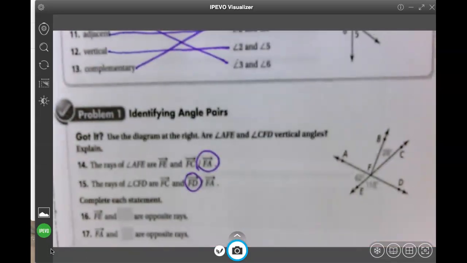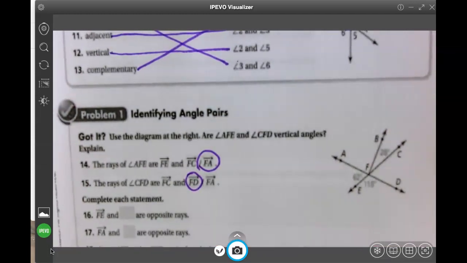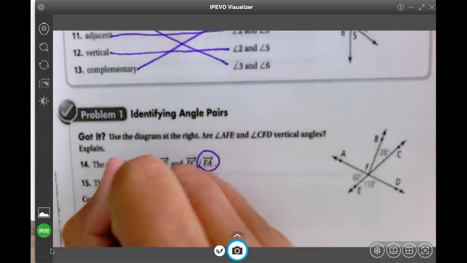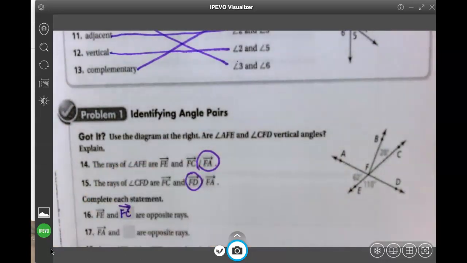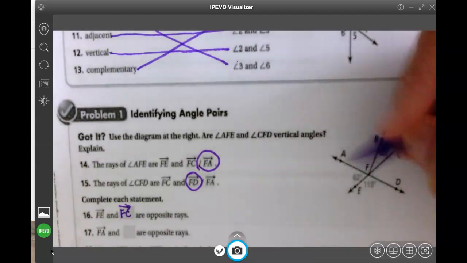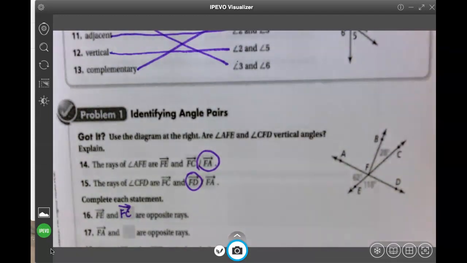It says complete each statement. Ray FE and ray FC are opposite rays. Ray FA and what are opposite rays? Andrew? FD, very good.